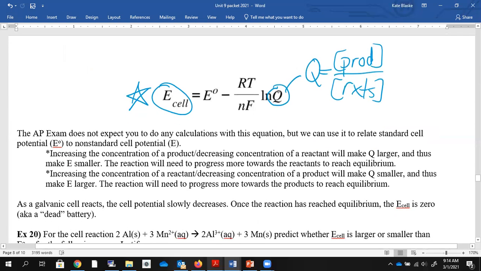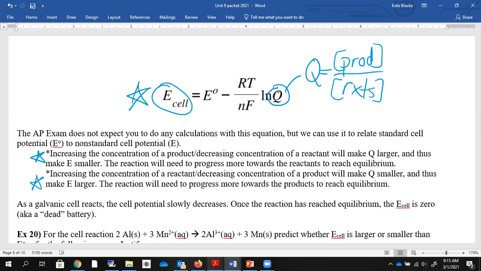So based on this equation, if I increase the concentration of a product or if I decrease the concentration of a reactant, Q is going to get bigger. If I do this math with a larger value of Q, then the cell potential is going to end up smaller. If I increase the concentration of a reactant or decrease the concentration of product, either of which will make Q a smaller value, that will make my cell potential larger.